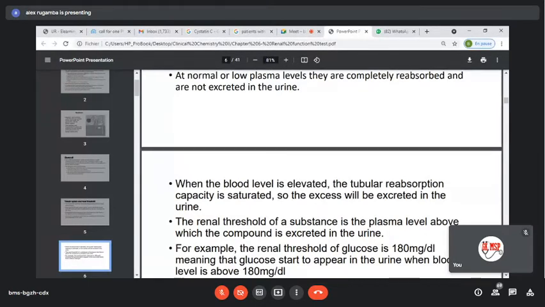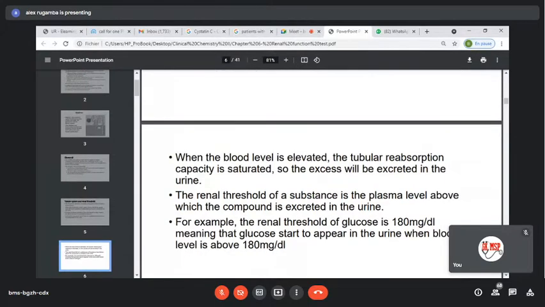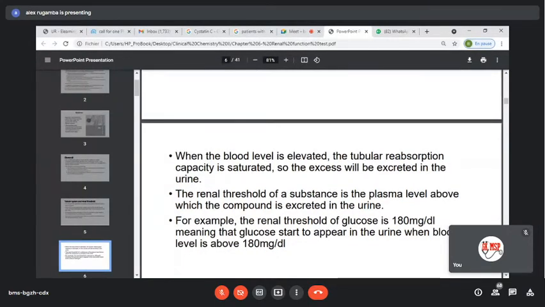So the renal threshold of a substance is the plasma level above which the compound is excreted in urine. For example, the renal threshold of glucose is 180 milligrams per deciliter. This means that glucose starts to appear in urine when the blood level is above this concentration of 180 milligrams per deciliter.